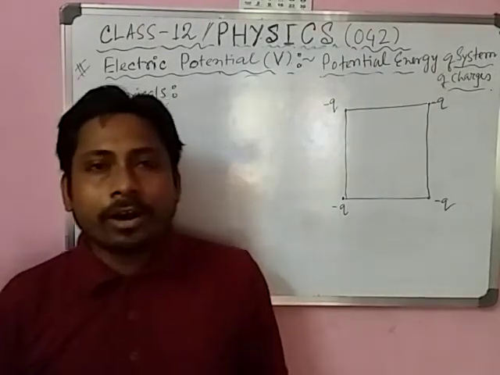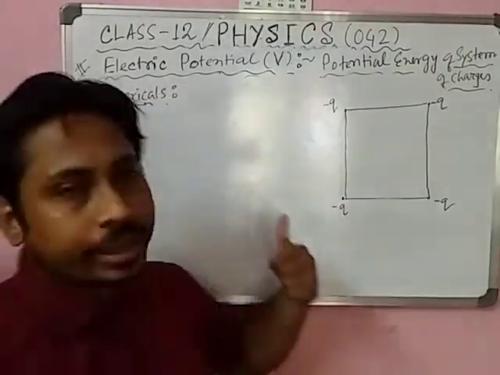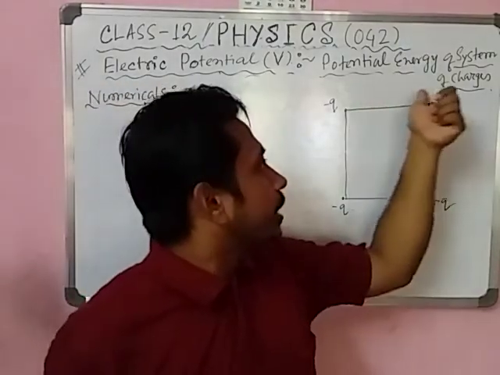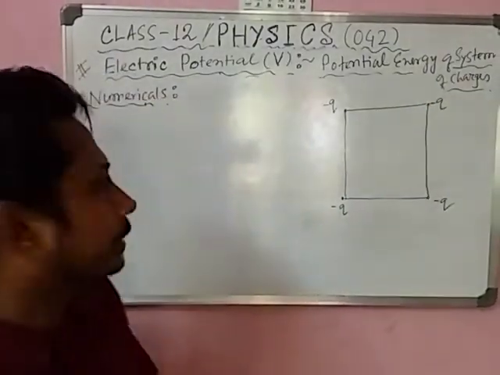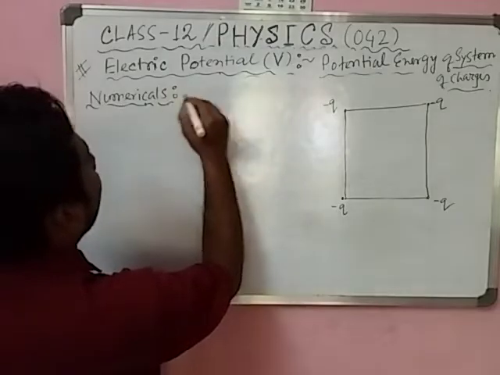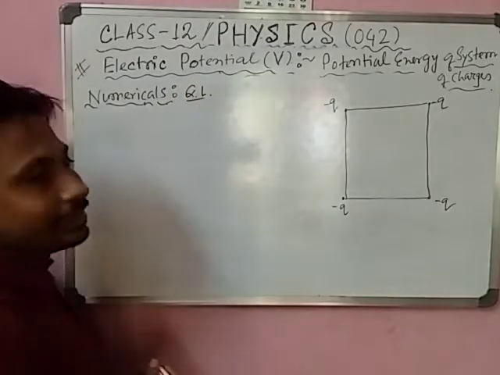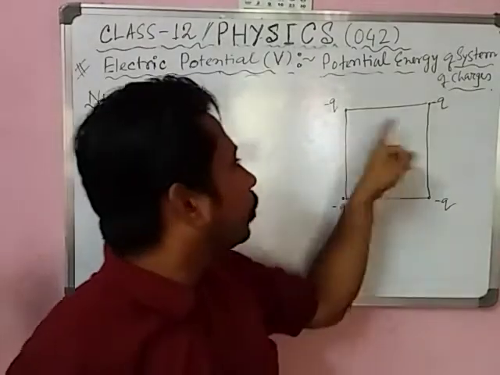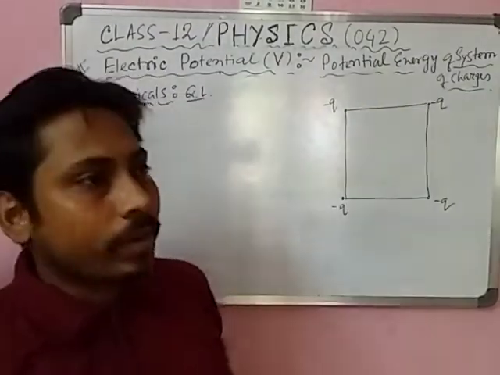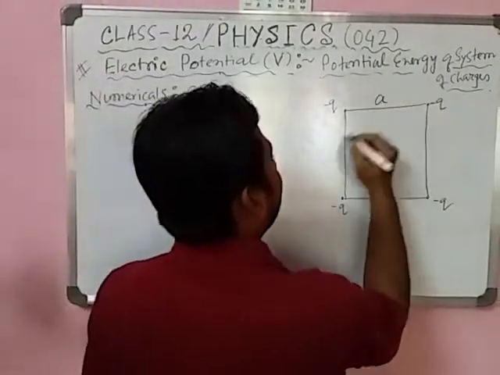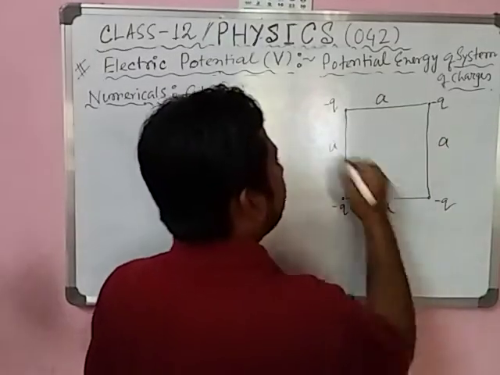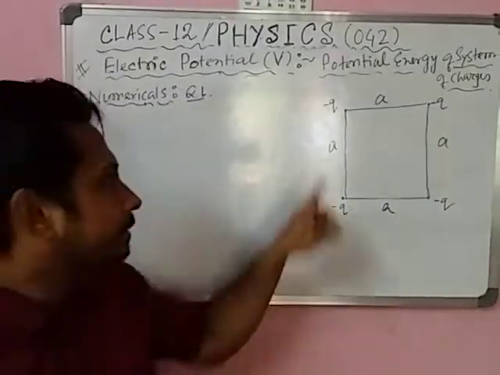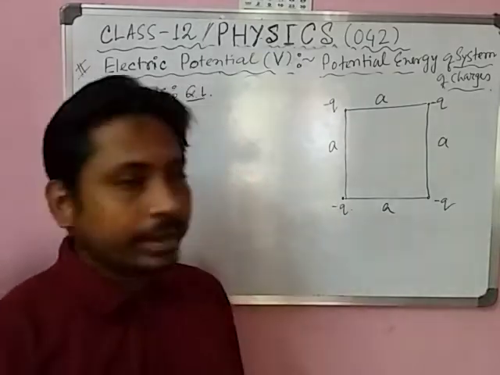Students, now I am coming with a new numerical regarding potential energy of a system of charges. Numerical number 1. Students, think there are 4 charges situated at the 4 corners of a square. You know the side is A. Each corner contains a minus q charge. You can see from the figure.